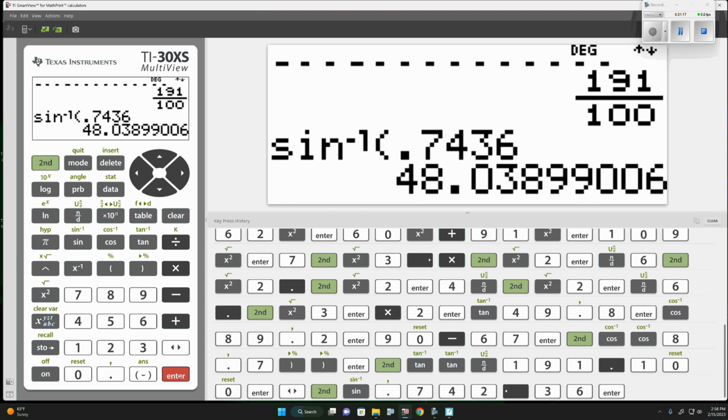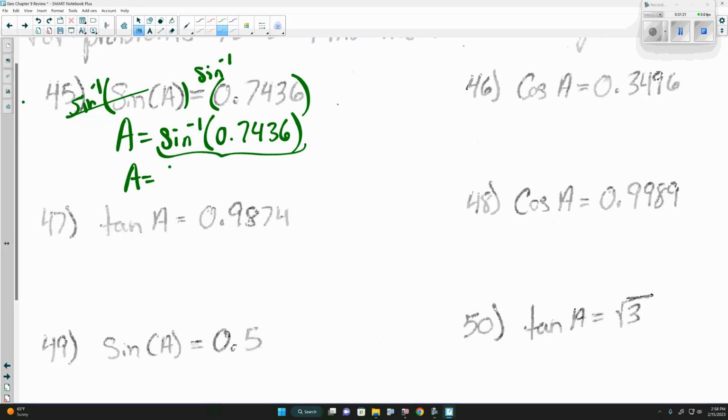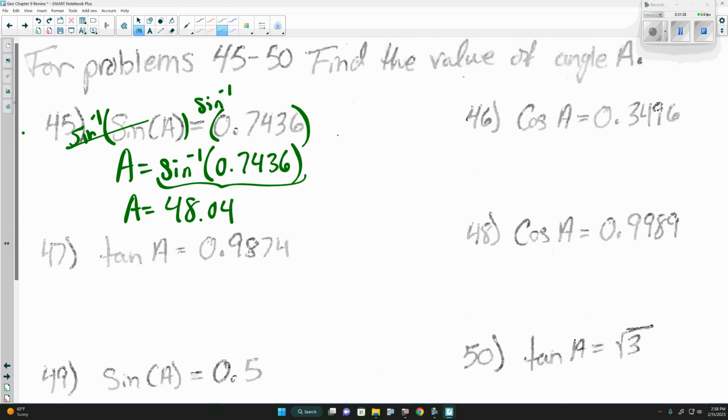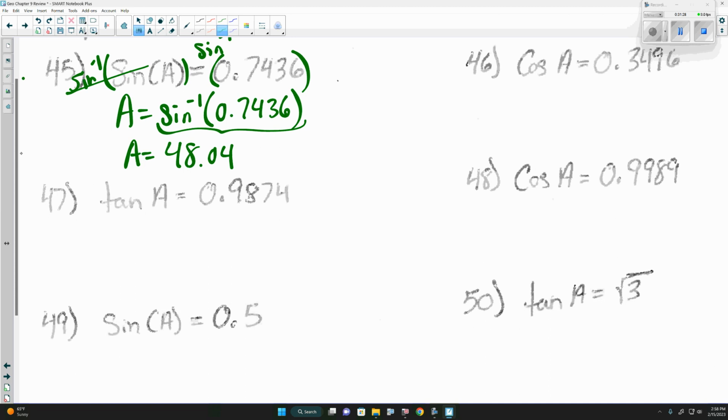Which is 48.04. Yeah, so we can say 48.04, 48.038. Any of those work. Give me at least two if you're not sure. If you're not sure if 2 decimal places is far enough, give me as many as you want.